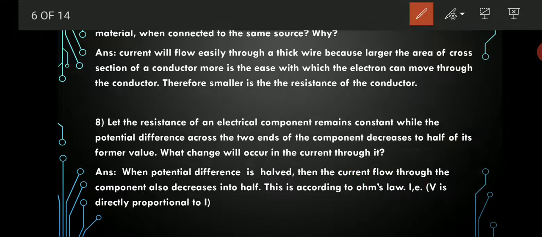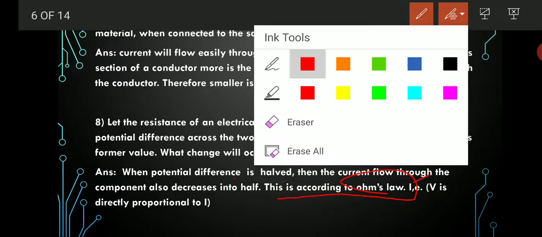Yes, I'll read the answer. When the potential difference is halved, then the current flowing through the component also decreases to half, and this is according to Ohm's law. This topic is also important, so go through this. That is, V is directly proportional to I.